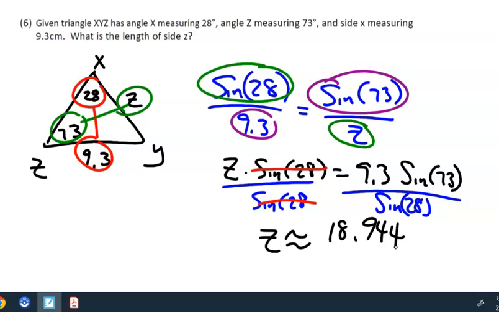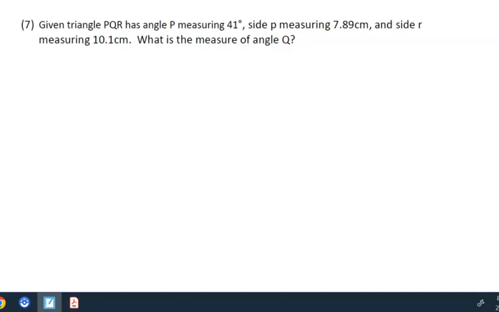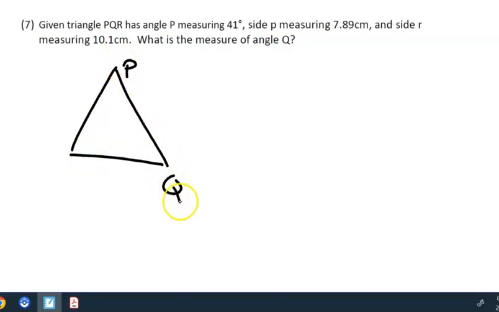And then for the last problem for this video, we have triangle PQR. Angle P is 41 degrees. Side P, which is opposite angle P, is 7.89. Side R, which is opposite angle R, is 10.1, and we are looking for angle Q. So we are looking for this angle here, which we'll call theta.